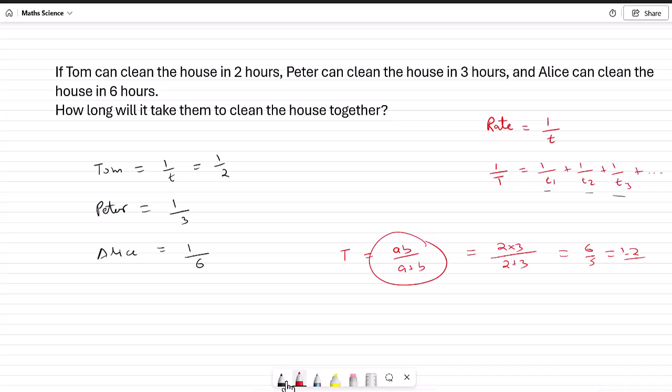So you can use this shortcut if you're working with just 2 people, but if you're working with 3 or more people, you can just use this formula, which is going to work for as many people as you add here.